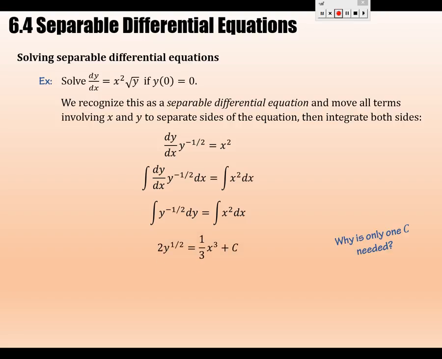Now, I've only added one c here. Why is only one c needed here? Explain. It seems like you might need a c1 on the left and a c2 on the right or something. Yeah. Do you need her to say that again? No? Okay. Yeah, what she said.